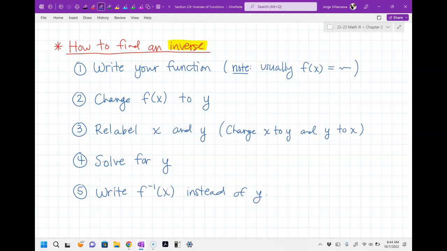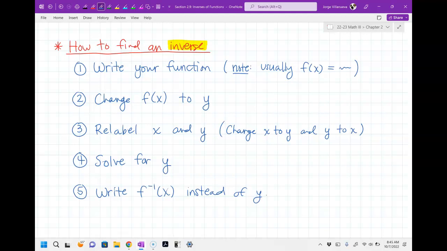After you do that, step 4, the biggest step, would be to solve for y. So move around your variables, your numbers, whatever you have to do so that you have your y set equal to another equation now. And then step 5, instead of it saying y equals, change it to f inverse of x equals, okay? So again, I know it sounds like it's a lot of work. It really isn't. Step 4 might be the one that's going to keep you the busiest, okay?